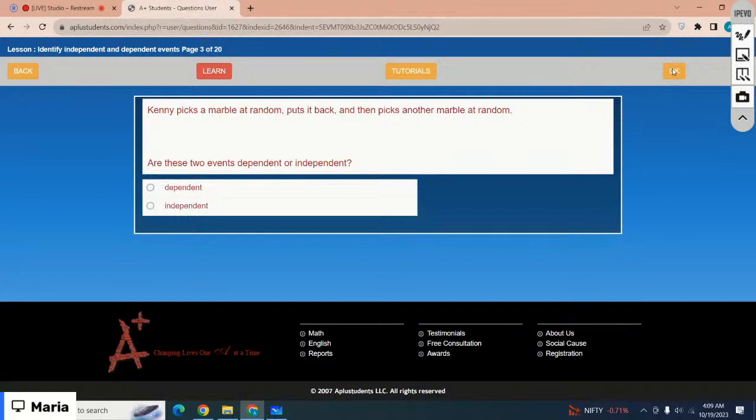Kenny picks a marble at random, puts it back, and then picks another marble at random. Are these two events dependent or independent? Which is the correct option?